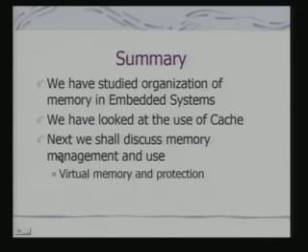So, what we have studied today is organization of memory in embedded systems. We have looked at the use of cache and different policies being used for management of cache. In the next class, we shall discuss memory management, in particular virtual memory and protection issues.